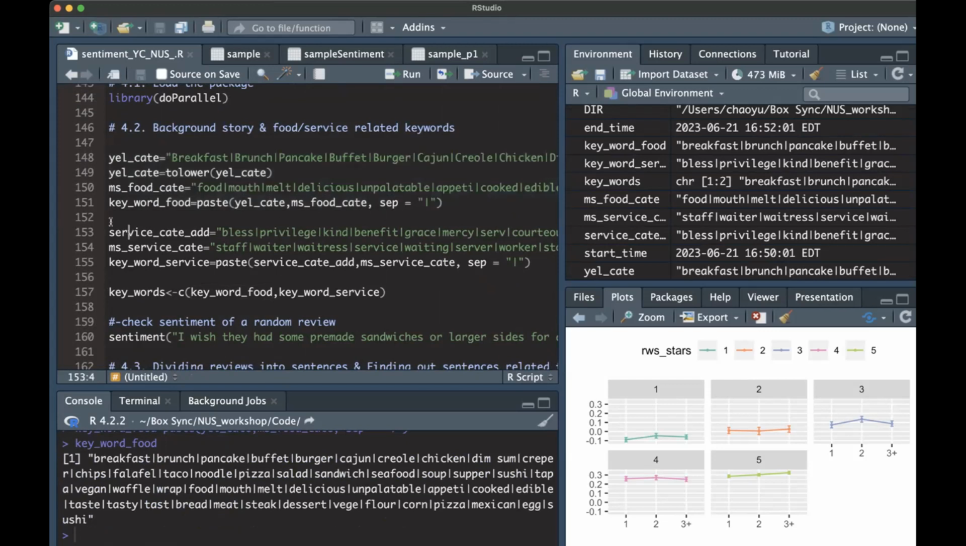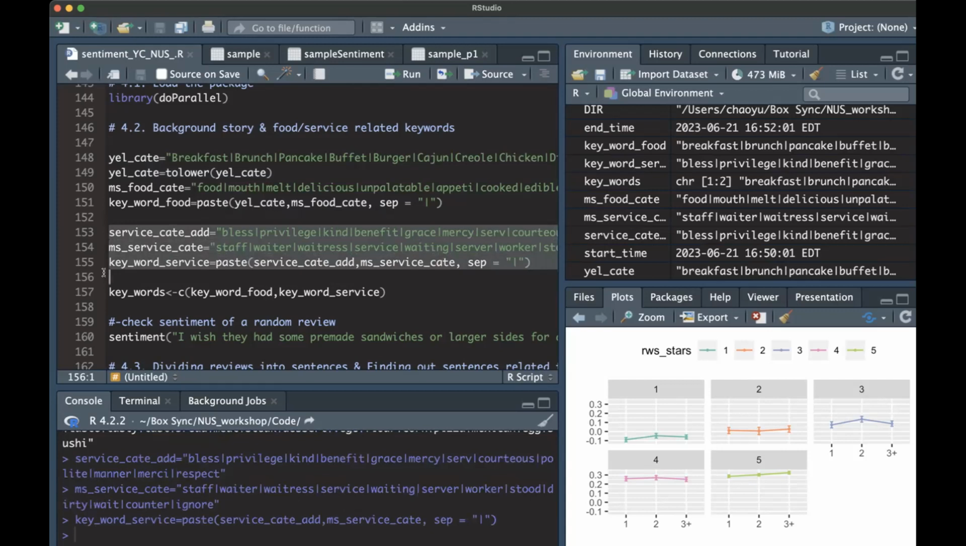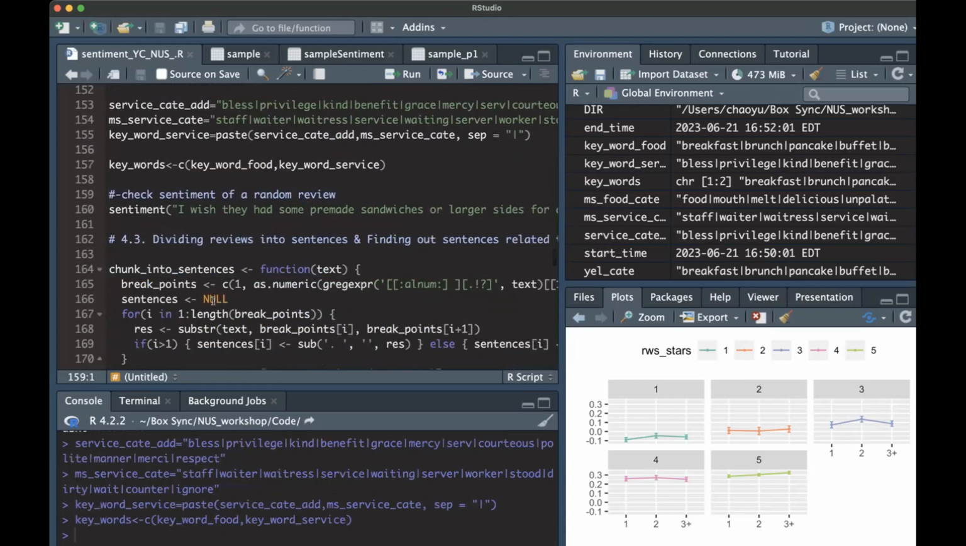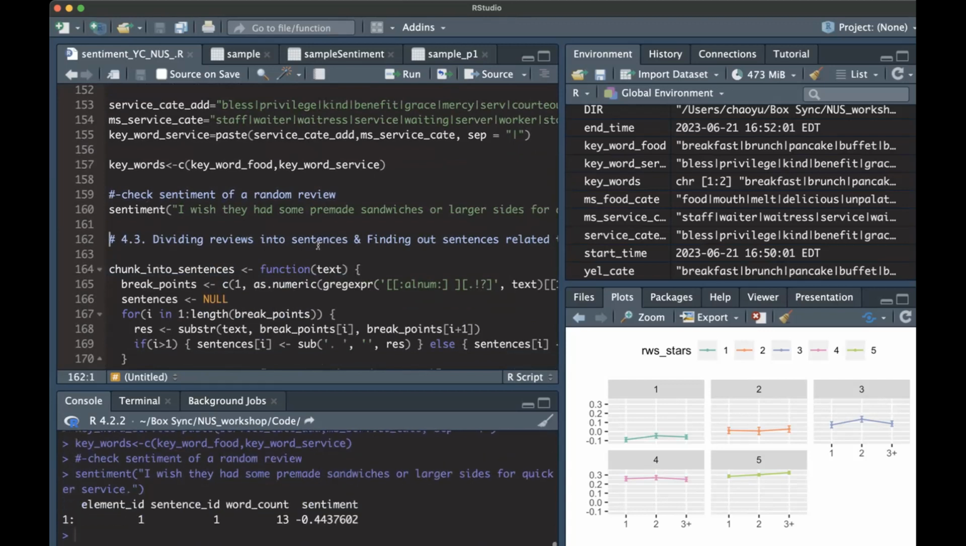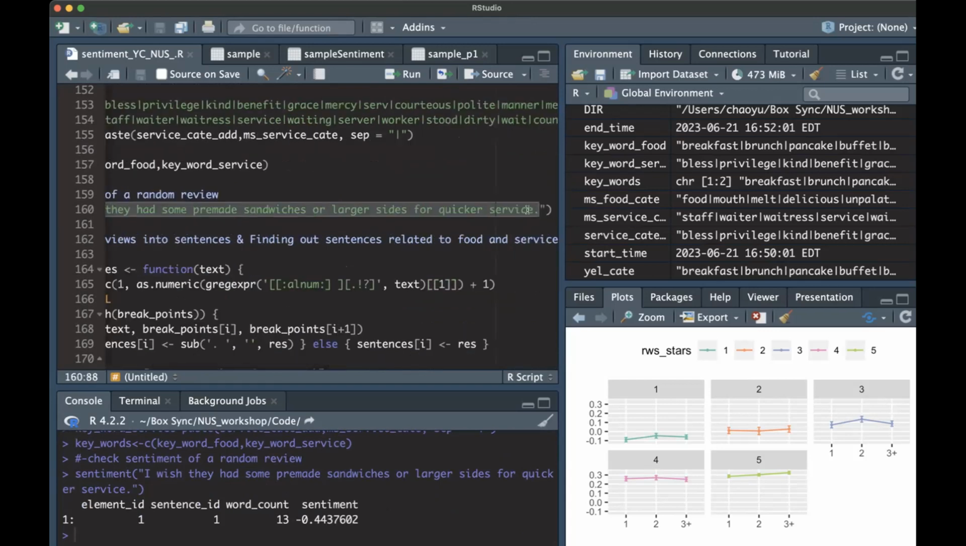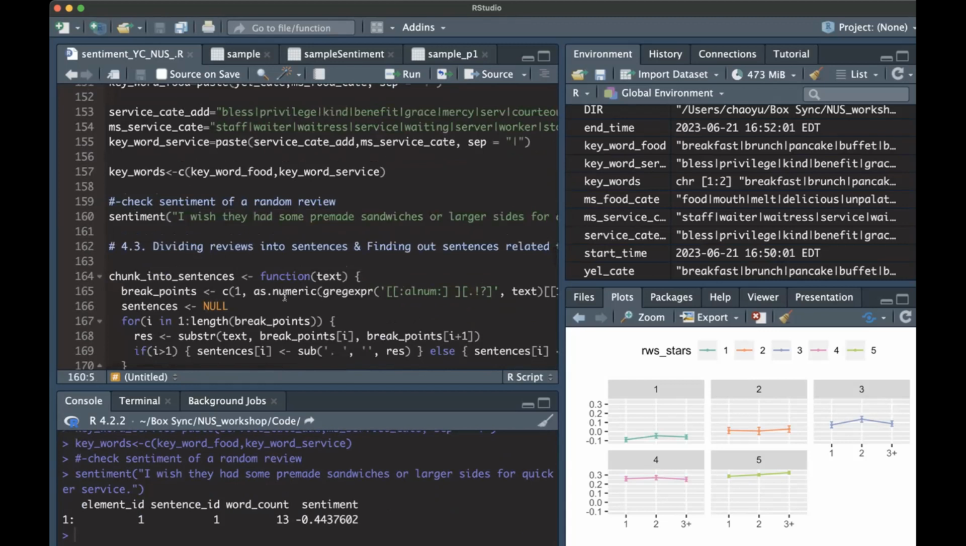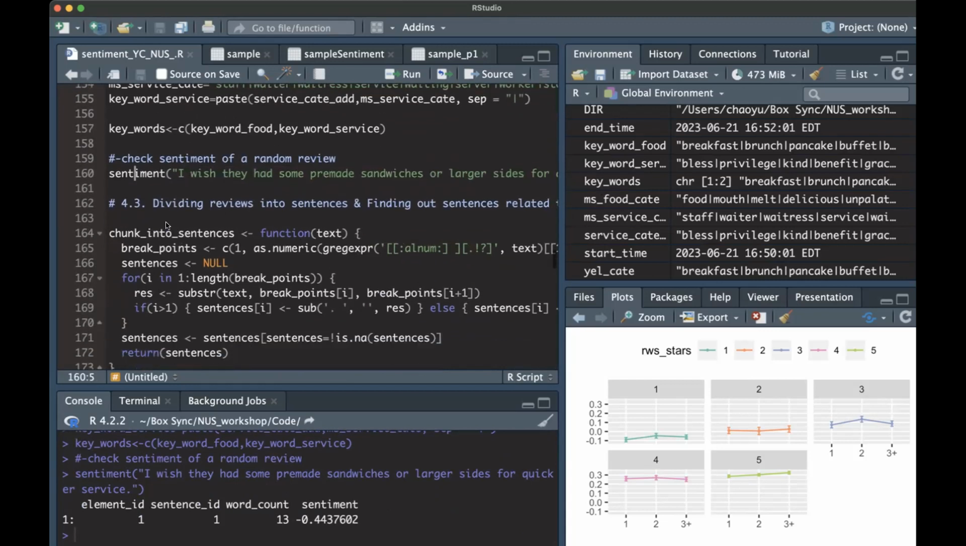And similarly, these are the keywords related to service. Again, these keywords are used for detecting the food-related sentences and the service-related sentences. And let's combine them together. And here this is just checking the sentiment of a random review. For this sentence, I copied and pasted from the data set.